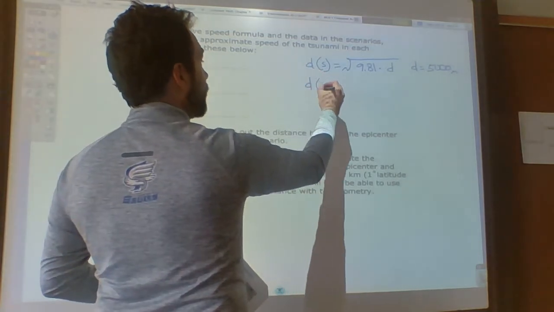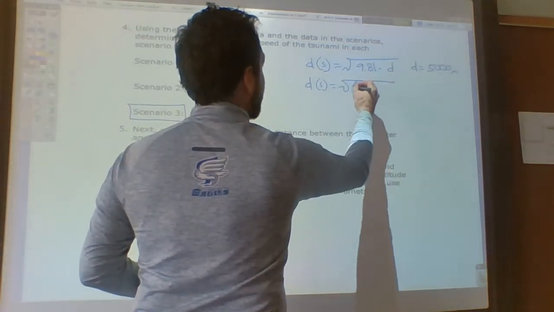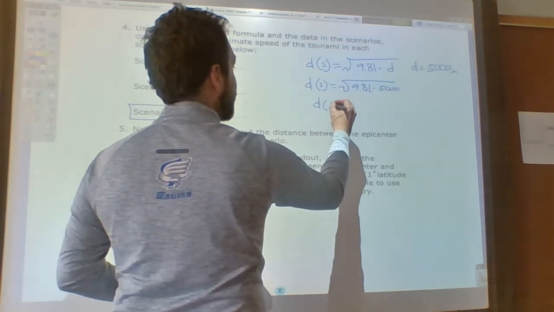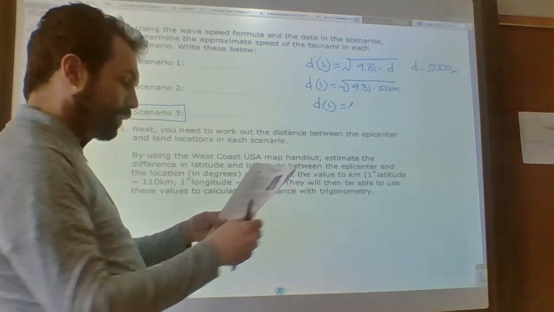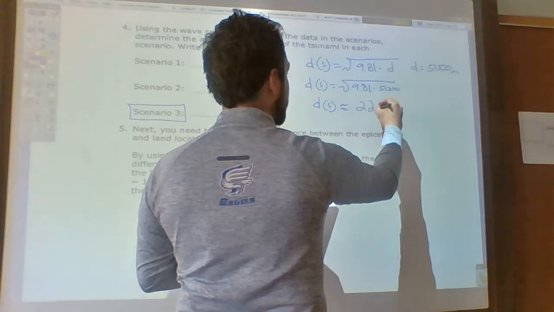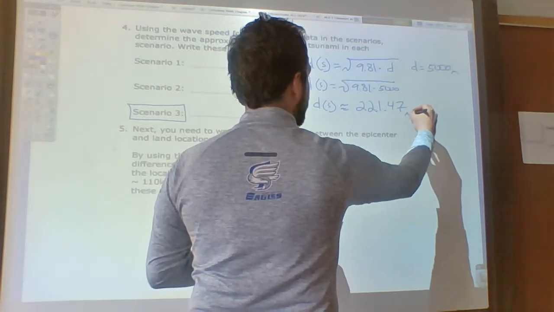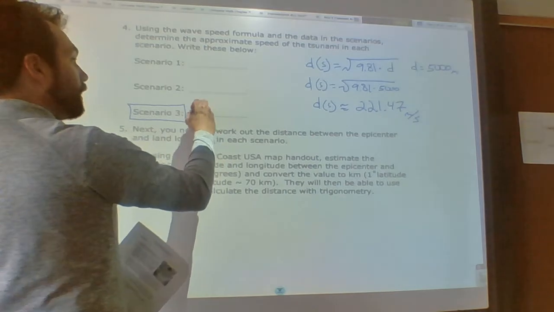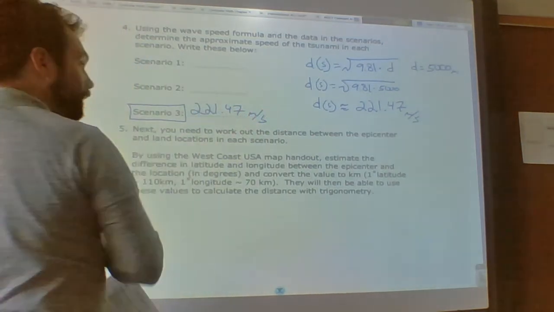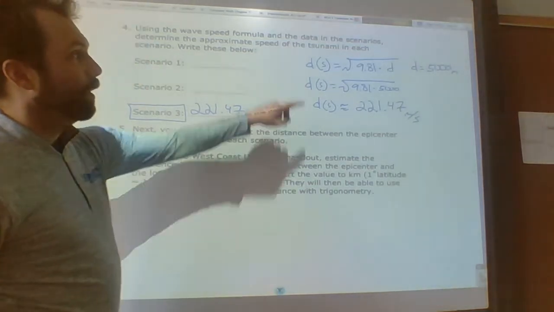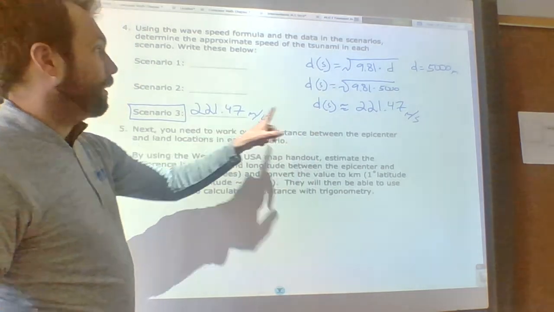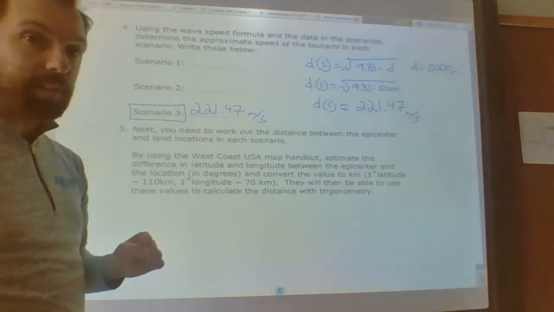So we plug in our depth and our speed is approximately 221.47 meters per second. So there's our first calculation. Wave speed formula, plug in our depth, and we get our speed out, 221.47 meters per second.